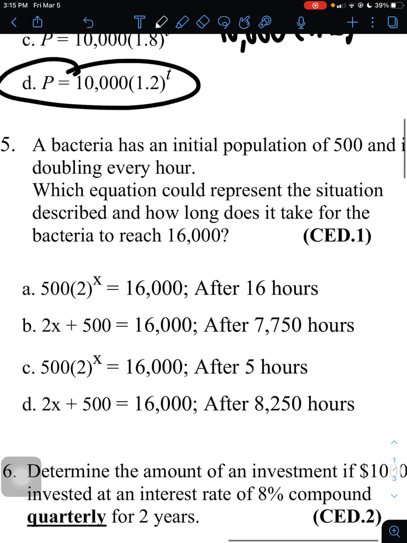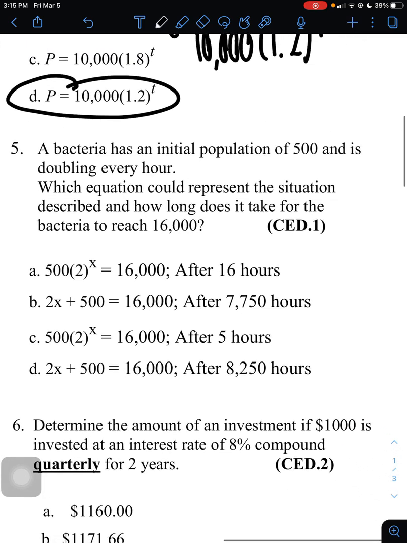Let's go ahead and look down at 5. All right, a bacteria has an initial population of 500 and is doubling every hour. Which equation could represent the situation described, and how long does it take for the bacteria to reach 16,000? Now, this question says that the population is doubling every hour.